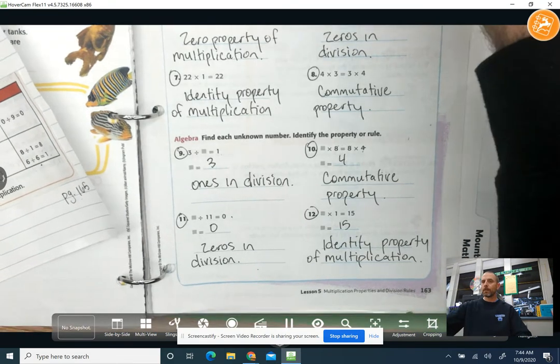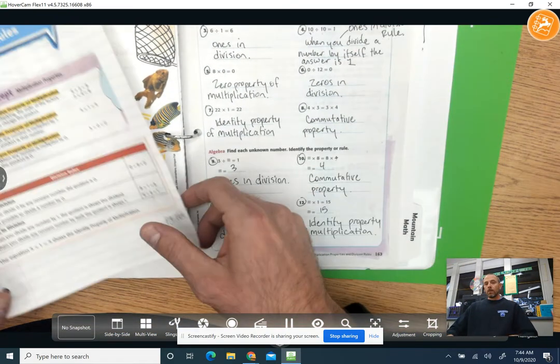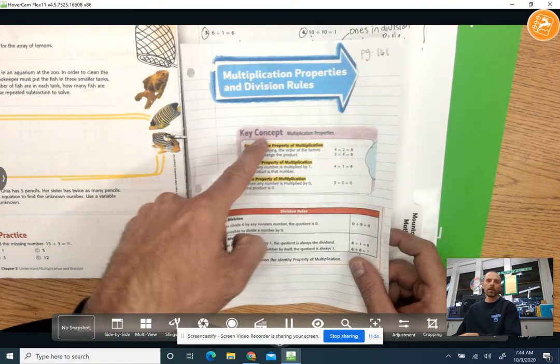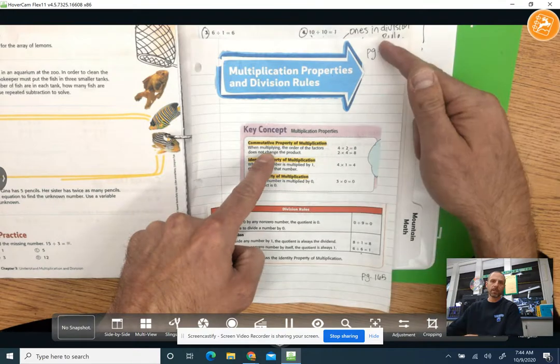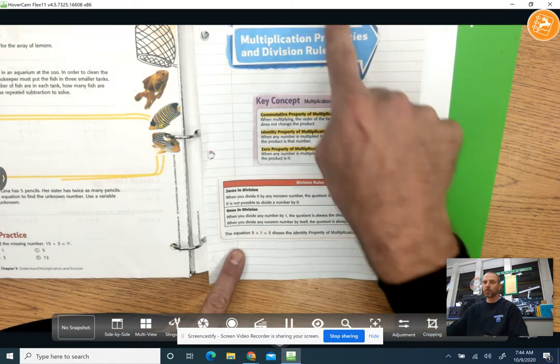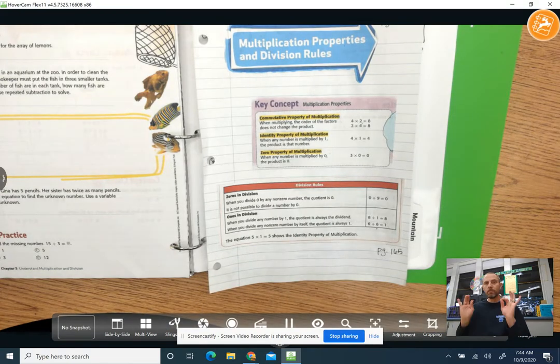All right, kiddos. Multiplication properties and division rules. Get your blue arrow. Get your multiplication properties from page 161. Get your division rules from page 165. Get them glued in. You got yourself an amazing tool to add to your math tools section of your binder.